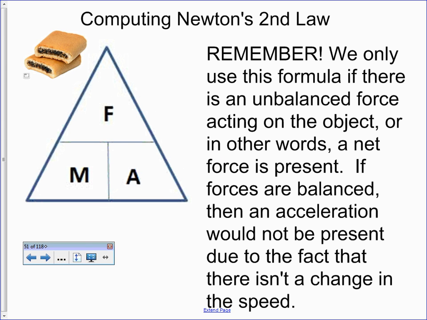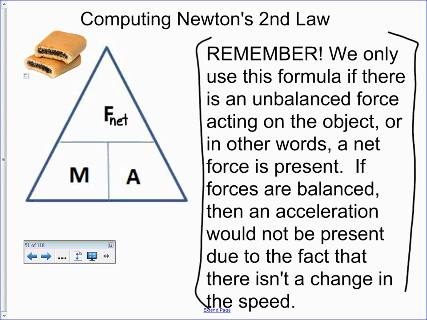And then we come to computing with Newton's second law. This is very similar to the other problems we did in kinematics. You do not have to write this down, but do take note of it. This is only applied when there's an unbalanced force, because remember, unbalanced force means there's a net force present. If it's balanced, then there's no acceleration, and the net force would equal 0. So it only occurs when there's an unbalanced force. What it's saying is net force equals mass times acceleration.